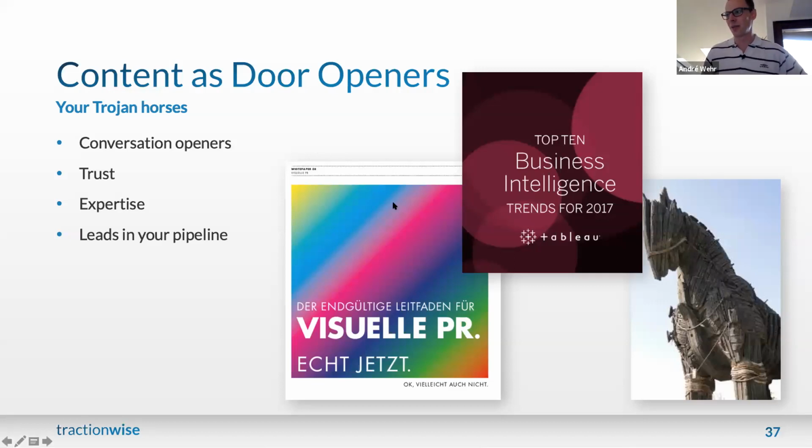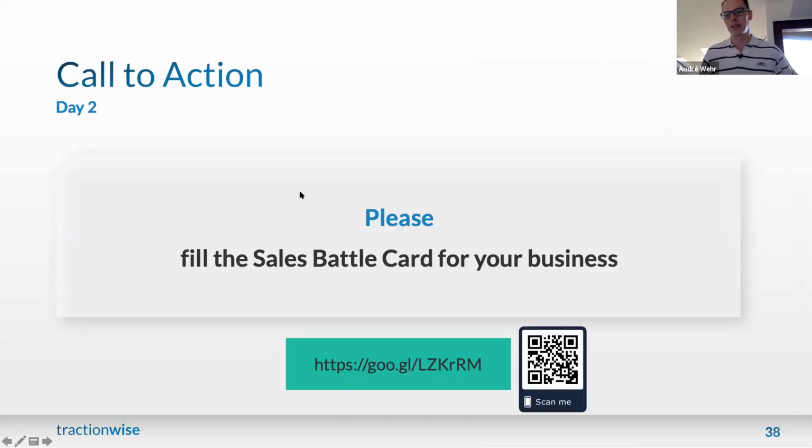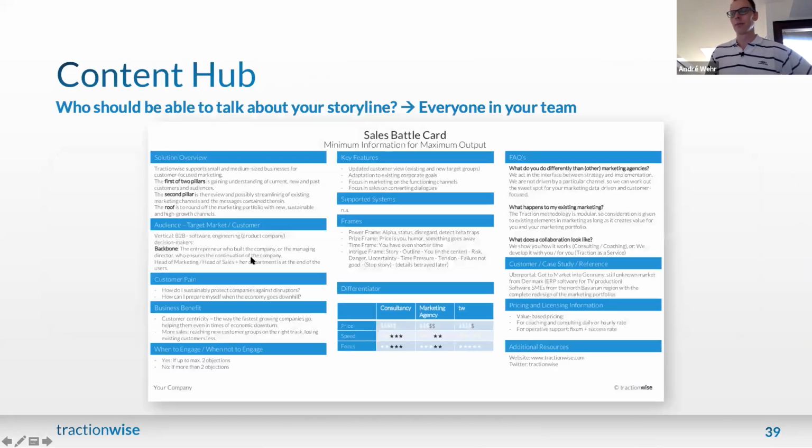And that is the last, let's say, official slide. My call to action for today is that you please fill out a sales battle card that I will show you on the next slide, and then I think that's it. A sales battle card, what is that actually? It is one, or it could be one part of your content hub. That's also pretty similar to the customer empathy map that we had yesterday.